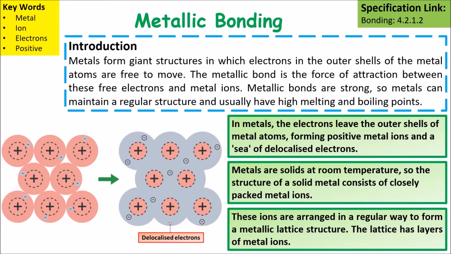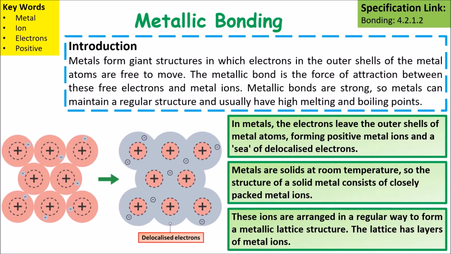Metals form giant structures in which electrons in the outer shells of the metal are free to move about. So in metals, the electrons leave the outer shells of metal atoms, forming positive metal ions surrounded by a sea of delocalized electrons.